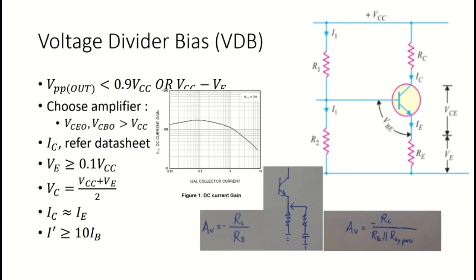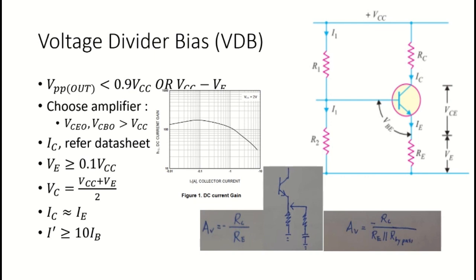To set up a voltage divider bias, VDB, the voltage source should be enough to amplify the wave to the desired magnitude by using the formula VPP out. It is smaller than 0.9 VCC or VCC minus VE. So we can choose the amplifier transistor through VCEO and VBEO that are bigger than VCC.